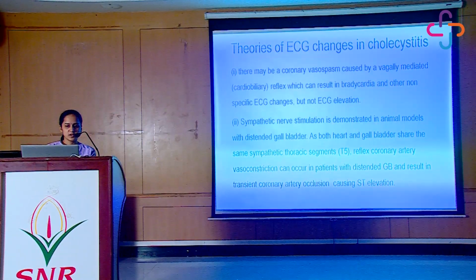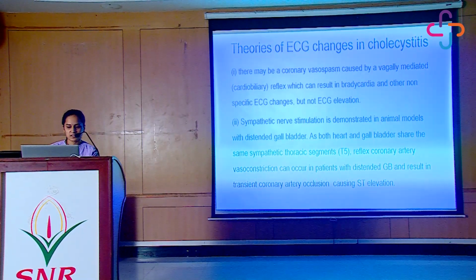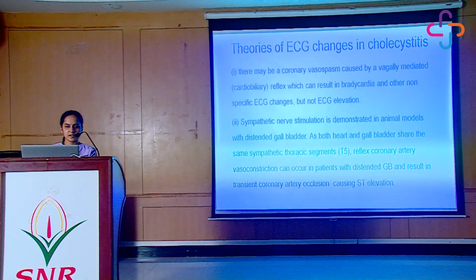Then sympathetic nerve stimulation has been demonstrated in animal models with distended gallbladder. Both the heart and gallbladder share the same sympathetic thoracic segments, T5. So this reflex coronary artery vasoconstriction can occur in patients with distended gallbladder and result in transient coronary artery occlusion, which can cause the ST elevation in the ECG.